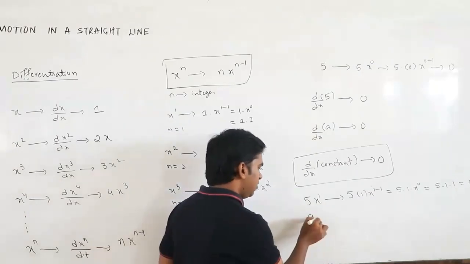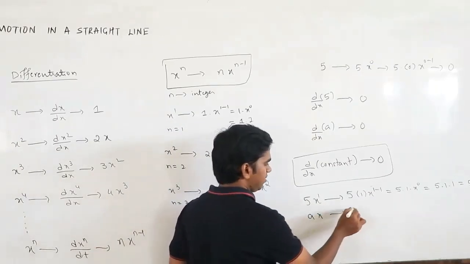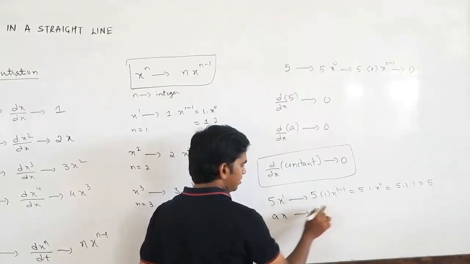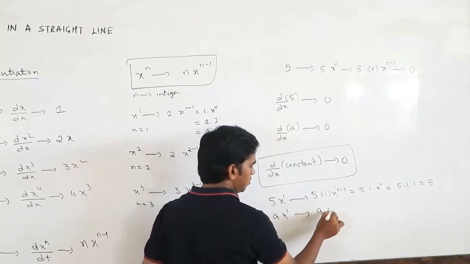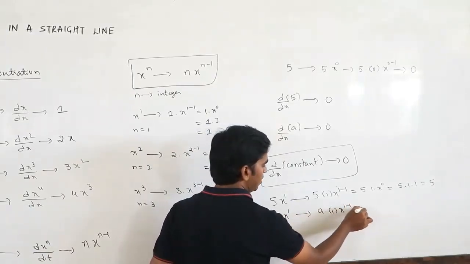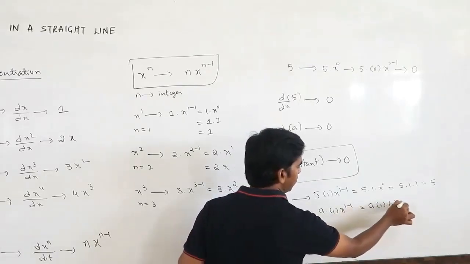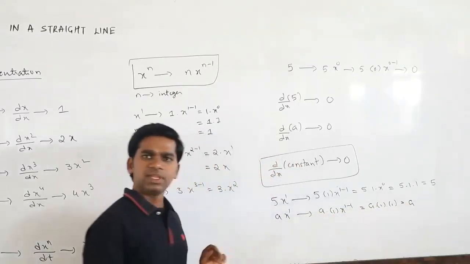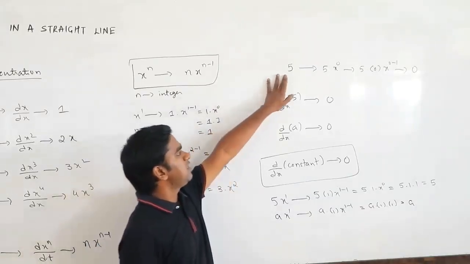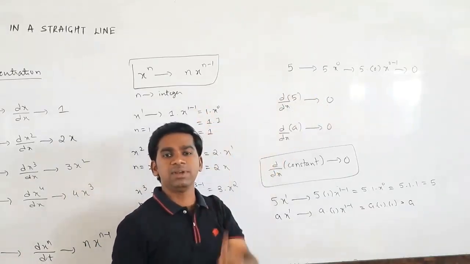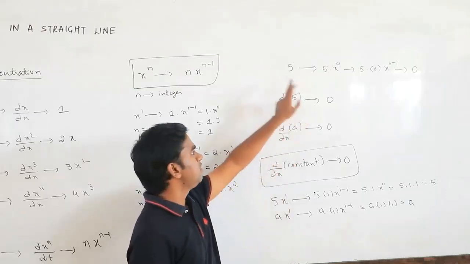If it is a into x, what can you write? A into x means n equals 1. So 1 into x raised to 1 minus 1. So a into 1 into x raised to 0, which is 1. So what you will get is a. Okay. If only a constant is there, it is going to be 0. Remember, if only a constant is there, it is going to be 0.